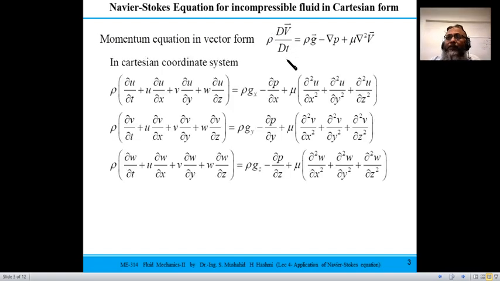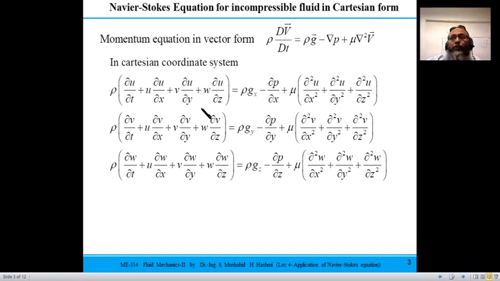In the Cartesian coordinate system, if you expand this vector form, you have a density here outside the bracket. It means the properties of the fluid are assumed constant. The properties of the fluid include the density and the viscosity of the fluid. So these two things are no longer changing with time and space. Similarly, this mu is outside this bracket. It means mu is no longer changing as you move in the x, y and z directions.